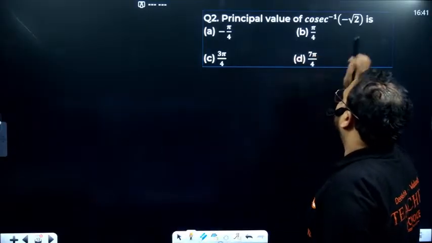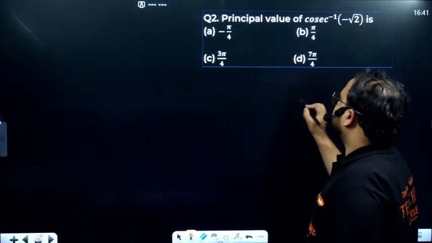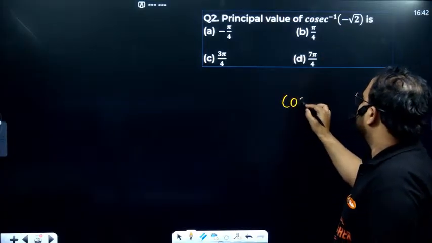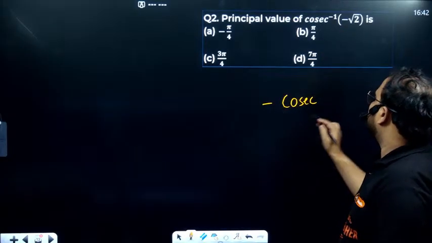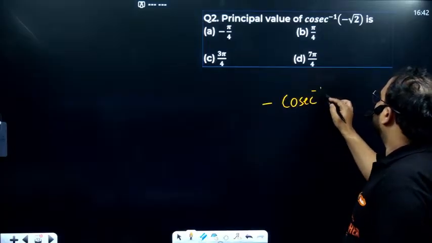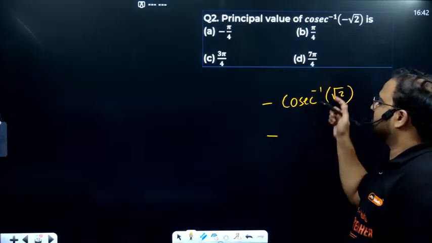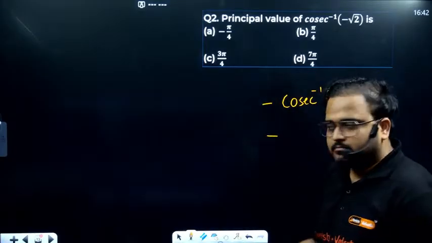Principal value branch of cosec inverse of minus root 2. How does it work? Cosec inverse is an odd function. So the minus sign comes out: minus cosec inverse of root 2. And this is going to be simply what? Cosec inverse of root 2 is how much? Yeah, pi by 4.